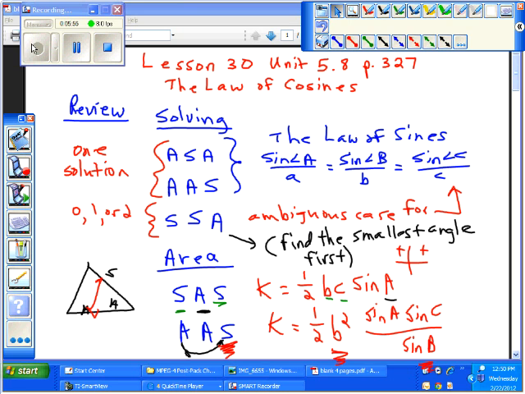So this could be 1/2 A square. If that was an A square, what would be on bottom? Angle A. If that was 1/2 C square, what would be on bottom? Angle C. Okay?